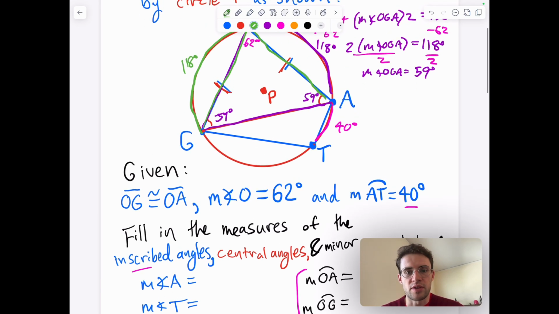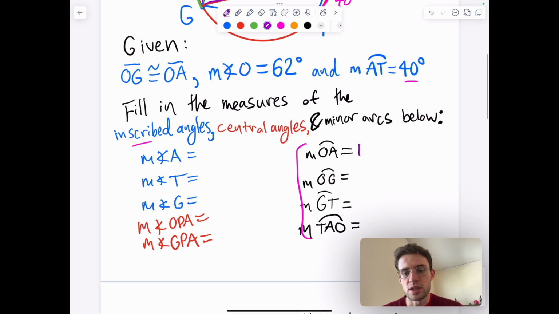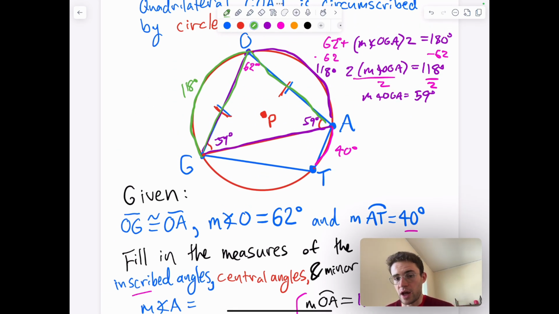All right, so that's two different ways you could do that. You could use the 59, or once you have one of them, you can figure out what the other one is. So we said arc OA is 118 degrees, and arc OG is also 118 degrees. Now we know that the entire circle will have an angle measure of 360 degrees. If we went all the way around, it would be 360. We have this 118, this 118, and this 40. We're just missing the GT.